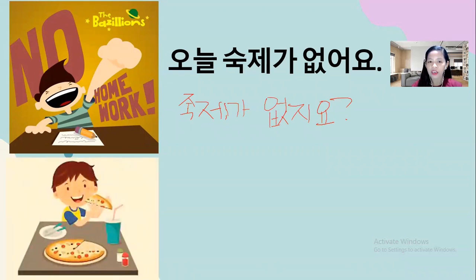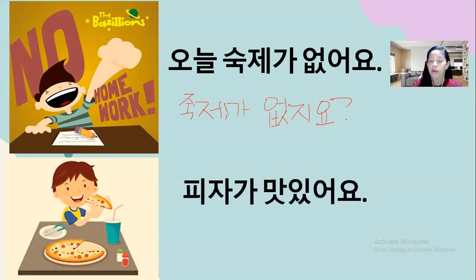How will you say that the pizza is delicious? 어떻게 말해요? Yes, Anna? 오, 맞아. 피자가 맛있어요. But what if I would ask you, 피자가 맛있지요?